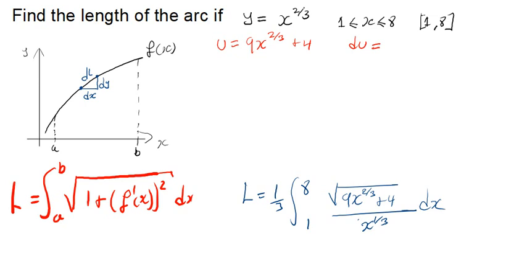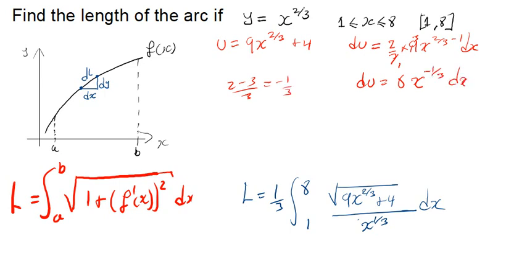Okay, let's write it anyway. So this is going to be 2/3 multiplied by 9x to the power 2/3 minus 1, dx. So our du is equal to 3 times 2/3, which is 6, that would be x. So this is simply 2 minus 3 divided by 3, giving us negative 1/3. So we have negative 1/3 there. So having said that, this is simply du equals 6 over x to the power 1/3 dx.